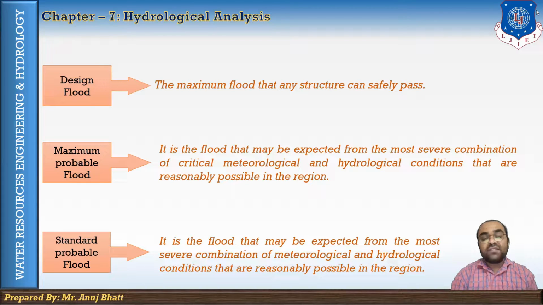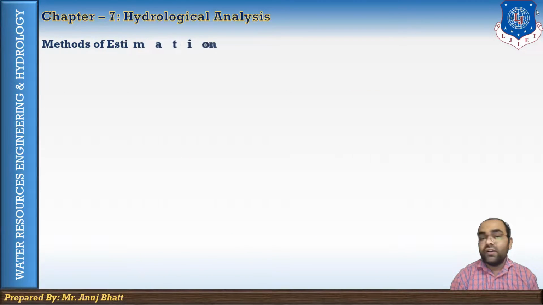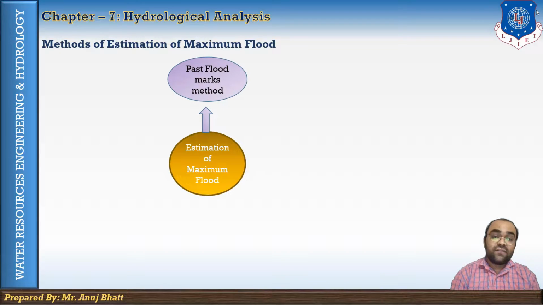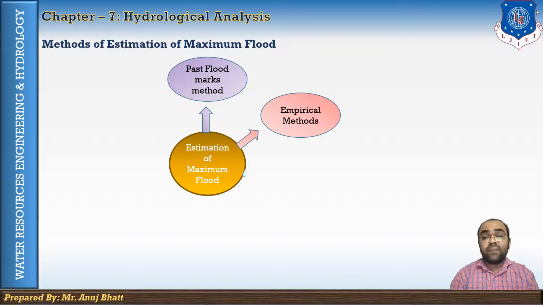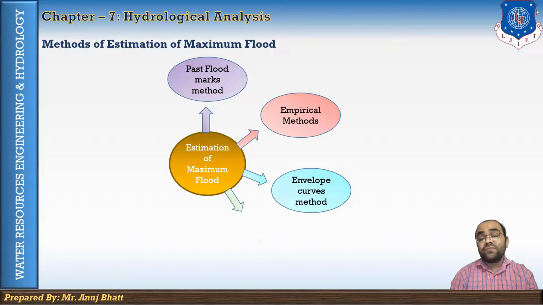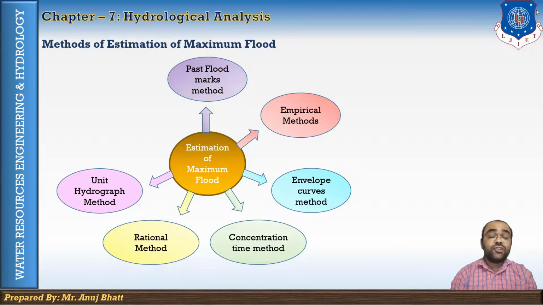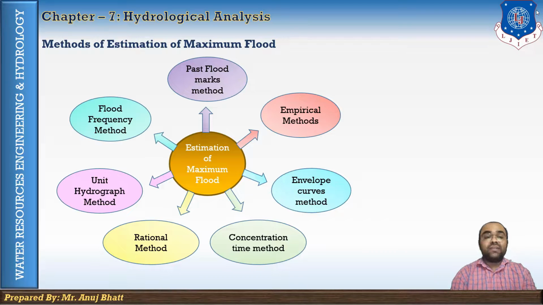Now let me see a few methods of estimating the maximum probable flood. For that we have some methods: the past flood method, the empirical methods, the envelope curves method, the concentration method, the rational method, the unit hydrograph method, and the flood frequency method. So these seven are the methods for the estimation of maximum flood. Let's brief about these methods.